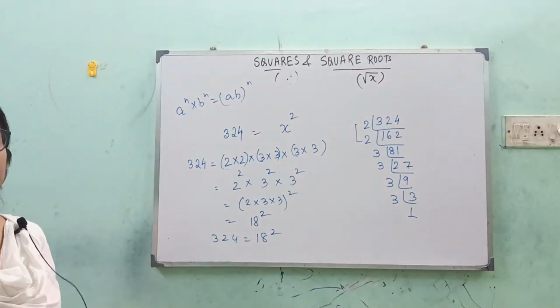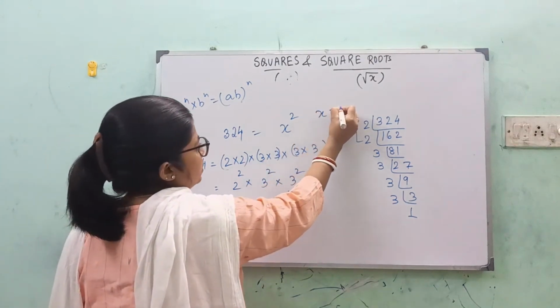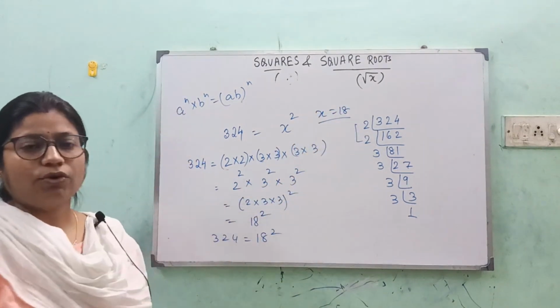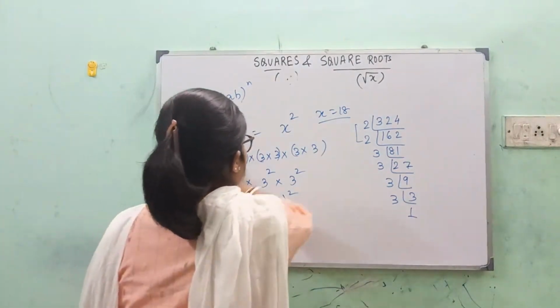See how easily we could express it in the form of 18 square. That is, we could find the value of x. x is equal to 18. That is, 324 is the square of 18. So let's take another example.